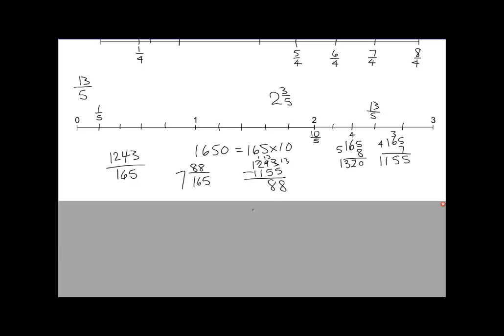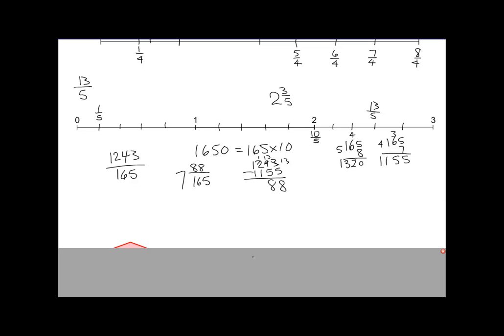So now we can use our benchmark idea. We know that 88 165ths is kind of close to a half. So half of 165 is 82 and a half 165ths. That's a half, and 88 is going to be greater than that. So if we make our number line from 0 to 7, 0, 1, 2, 3, 4, 5, 6, 7, 0 to 8 actually. Here's 7 and a half.